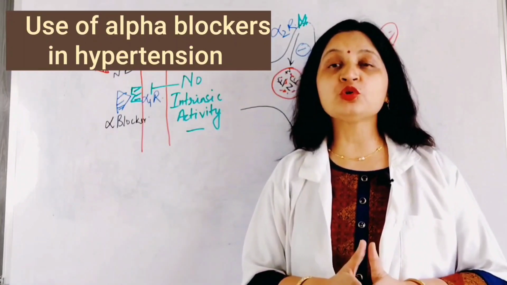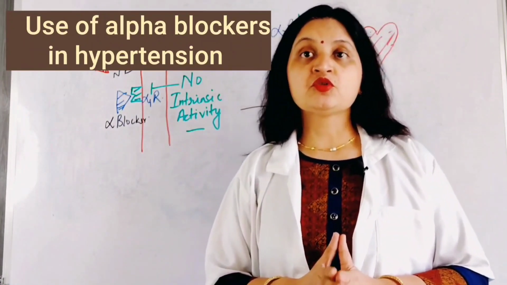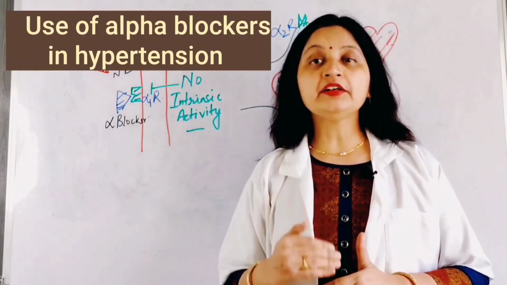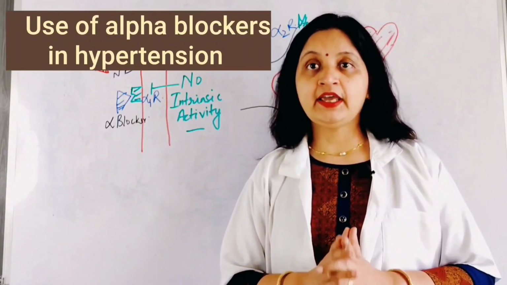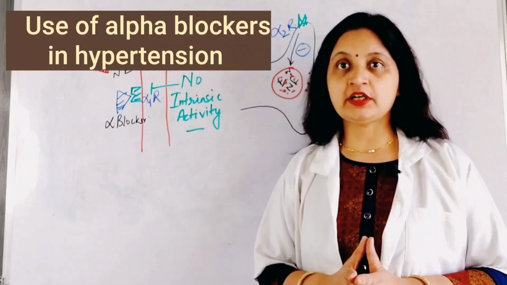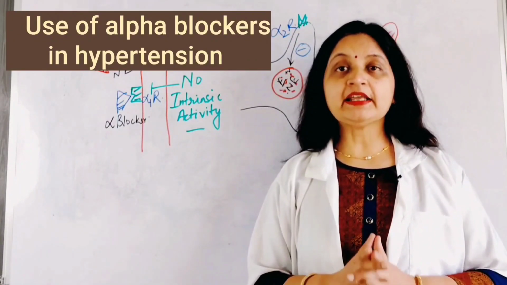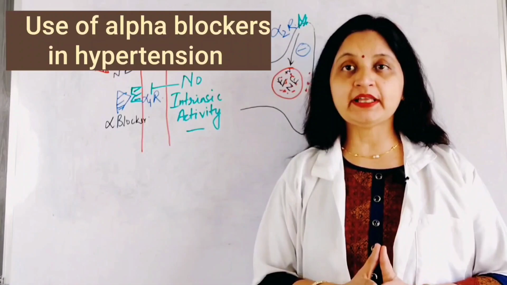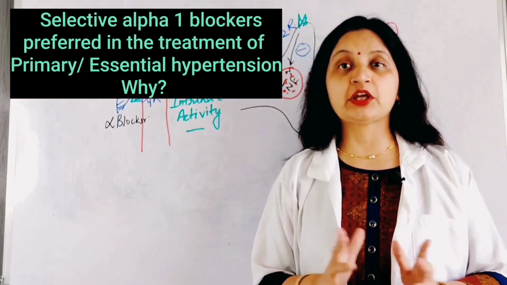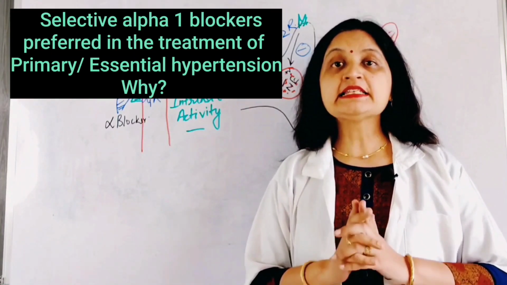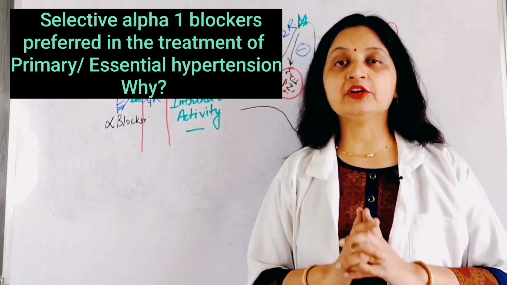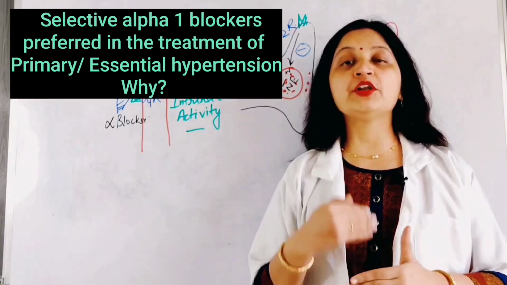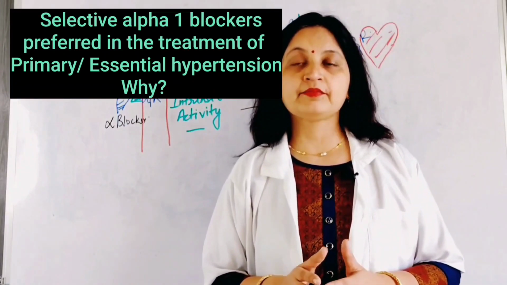Some of the drugs are also known to cause hypertension. So in this category, the underlying cause needs to be treated in the management of hypertension. It is important to note that in the management of essential hypertension or primary hypertension where the cause is unidentified, selective alpha 1 blockers are the drugs of choice. They are preferred over non-selective alpha blockers.